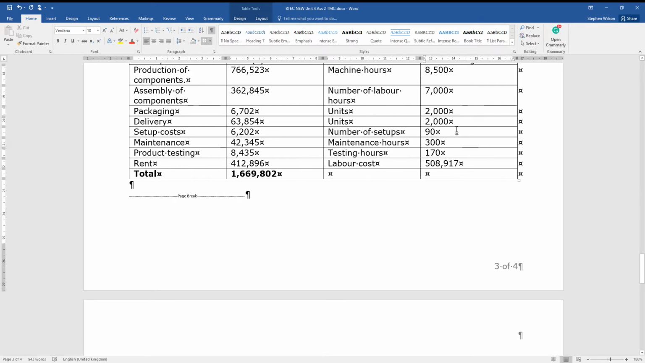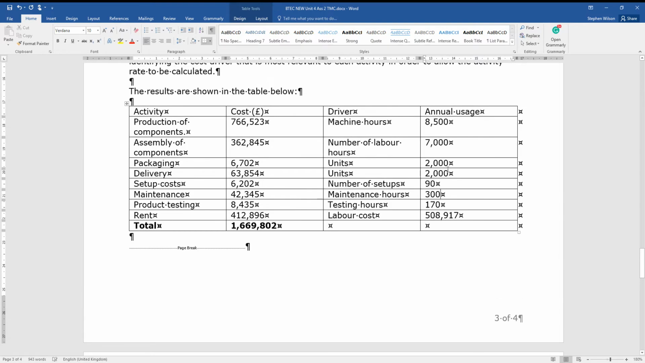Setup costs, maintenance. These are all over a year. So that tells you what the driver is, what it is you're measuring, and the annual usage. This is the key thing about activity-based costing: you've got to measure something. You've got to say, this is how much it costs, and this is what we can measure against that cost. And because you've done some reading around your work from the Moodle, you'll appreciate that this can make things more complicated because you need to put systems in place to be able to measure things, and that might be a disadvantage of activity-based costing. Hint, hint, you might need that for the final section.